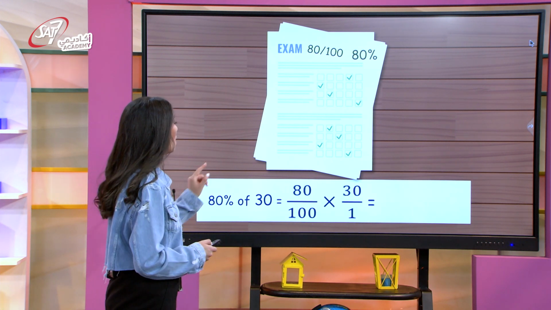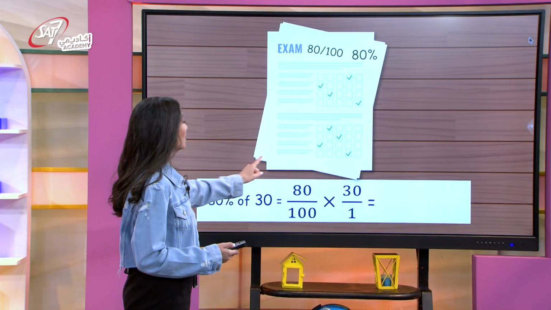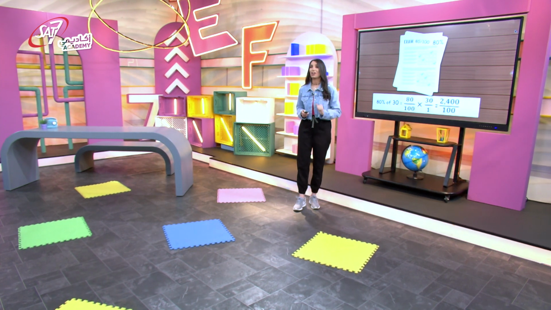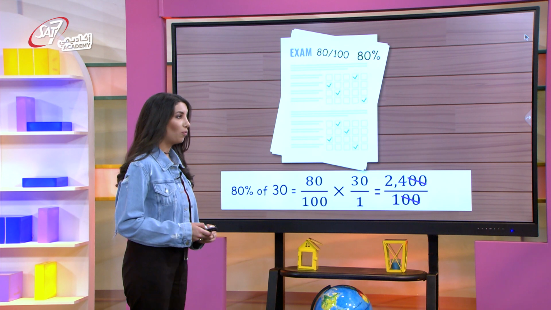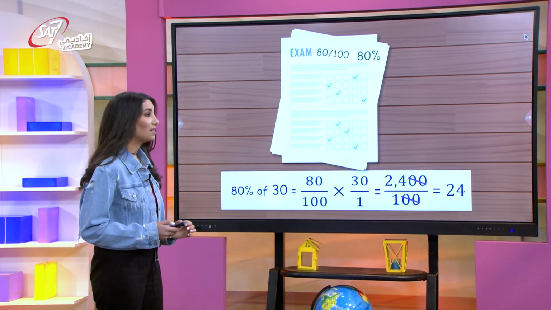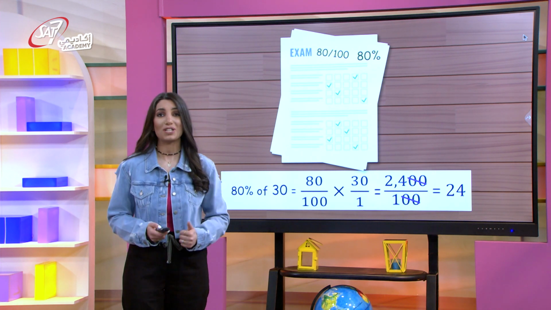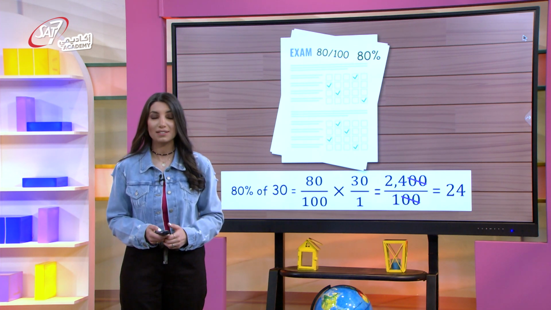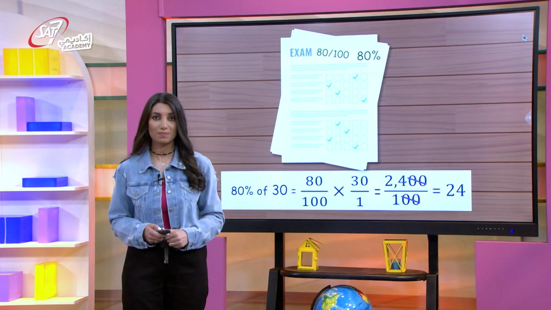80 over 100 multiplied by 30 over 1. What's 8 times 3? It's 24. So 80 times 30 equals 2,400 divided by 100. We will cancel the zeros. The answer is 24. 80% of 30 exercises is 24. Ivy solved 24 questions correctly. That's why her teacher gave her an 80% grade. 24 over 30 is equal to 80 over 100.